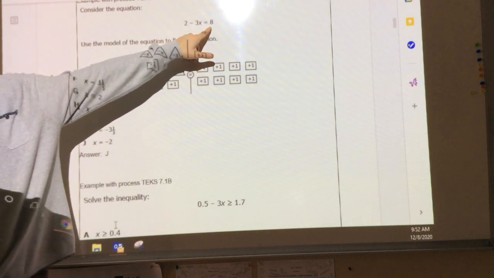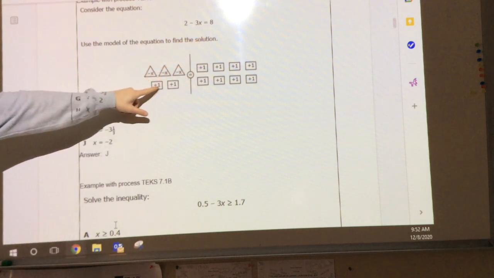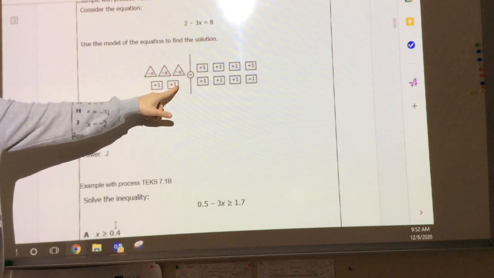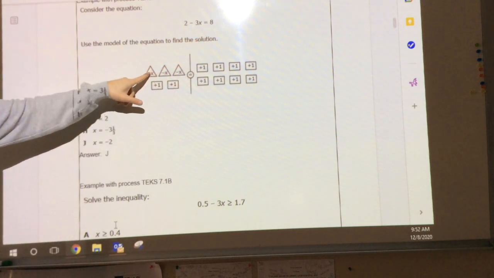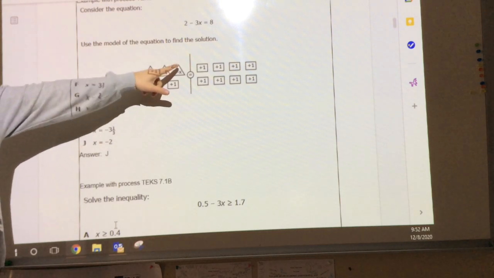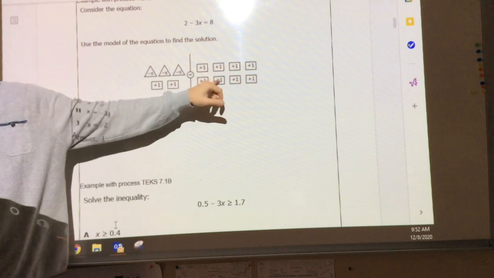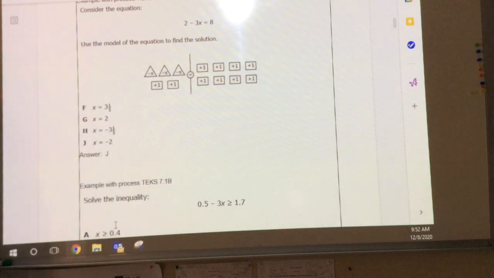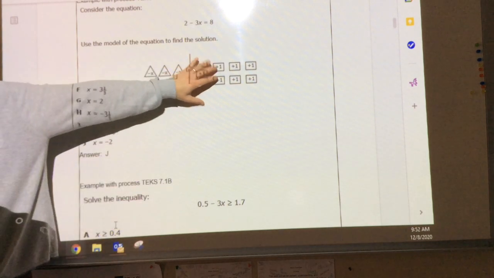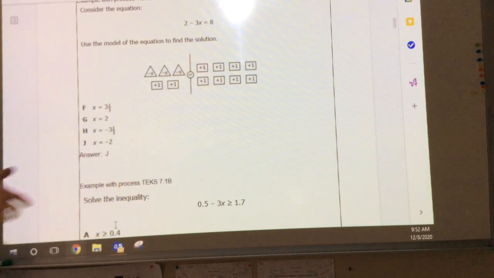2 minus 3x equals 8. Well, here's your 2 plus 1 plus 1. Are we okay with that? Minus 3x minus 1x minus 2x minus 3x is equal to 1, 2, 3, 4, 5, 6, 7, 8. Are we okay with how they set that equation up? So you notice how you don't even need the model. It's just there to kind of assist you.